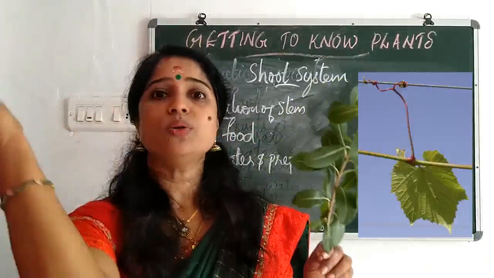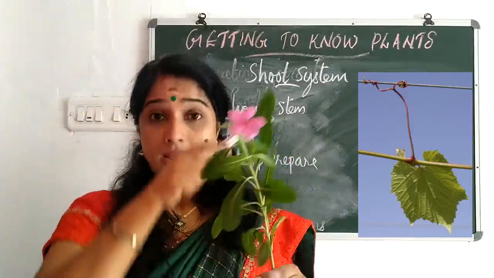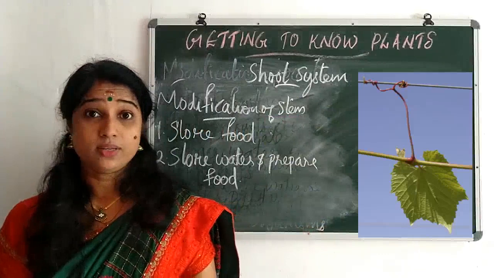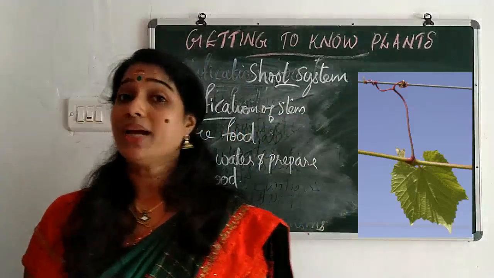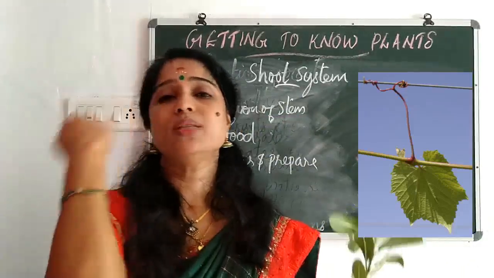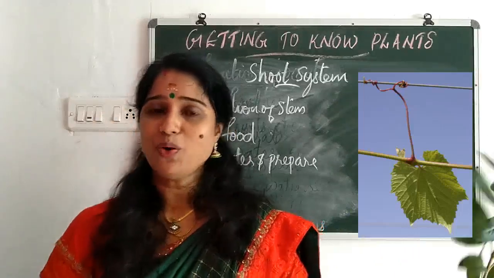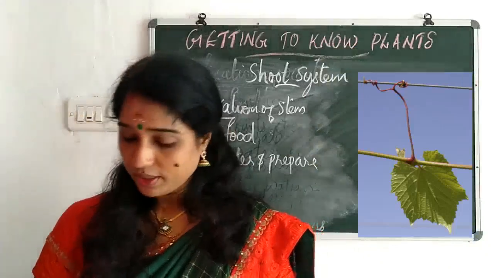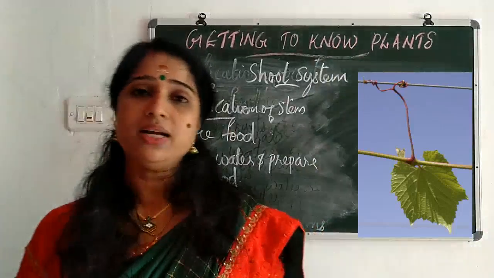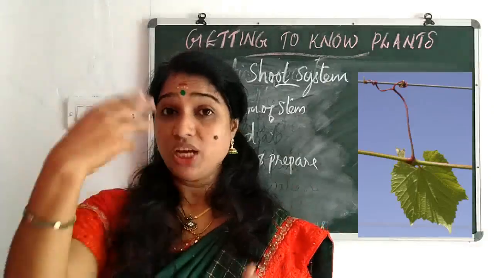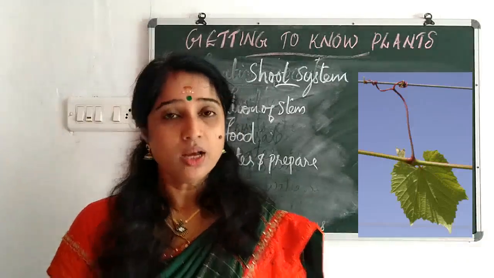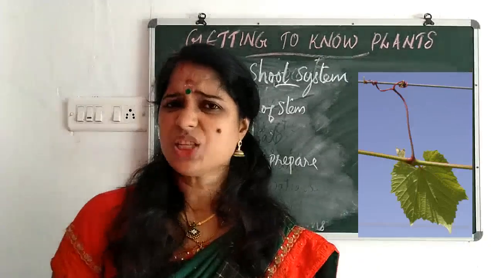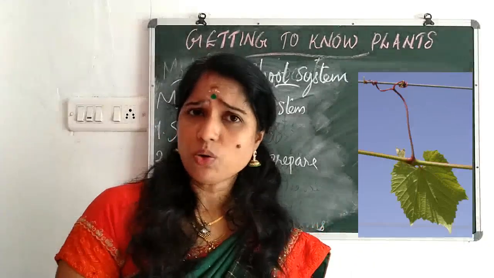Then they coil around the support. You can see it on the board. Some of you are growing that in the vegetable garden if you're having it. Then you can see how they coil around the support. Wherever they find the support, they try to coil around it and they grow. So here the tendril is a stem only. The stem is modified to form tendril to support the plant. Otherwise this grapevine cannot stand straight. It will collapse or fall down.